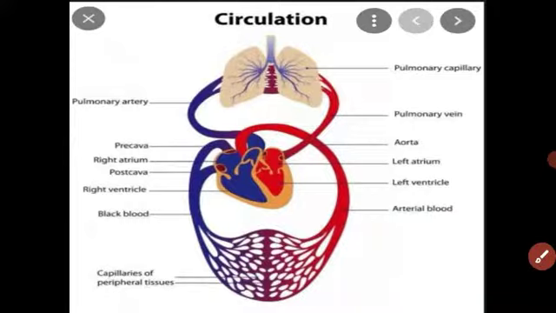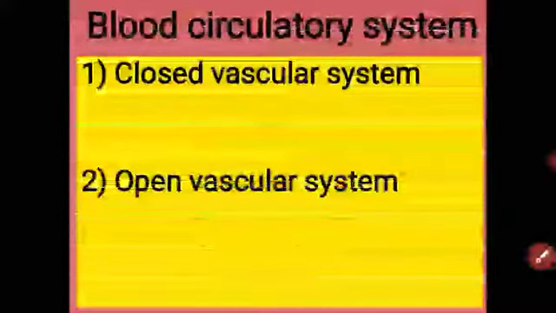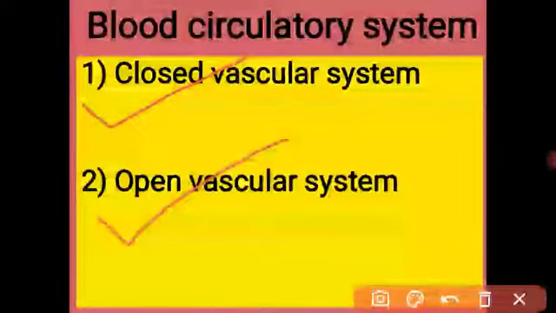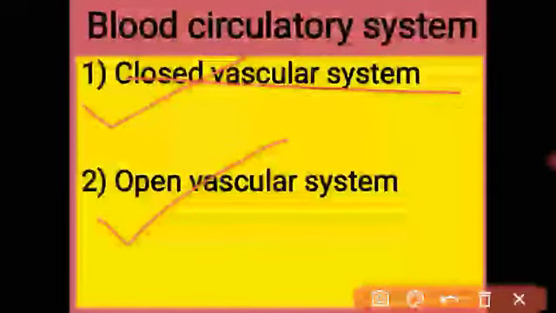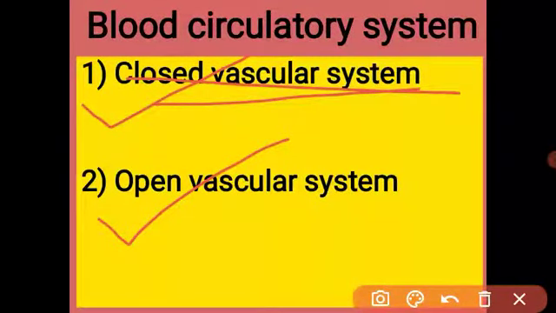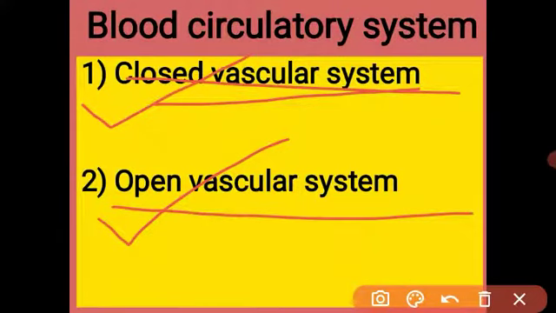Got it? There are two types of circulatory system: closed vascular system and open vascular system. Closed vascular system is what, student? The blood passes through the whole body through the blood vessels. This type of circulatory system is a closed circulatory system, closed vascular system. And in some animals, small insects, the blood mostly flows through open space. This type of circulatory system is called the open vascular system.